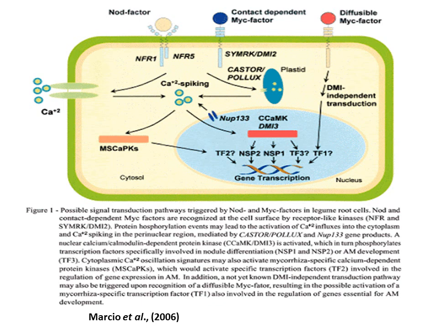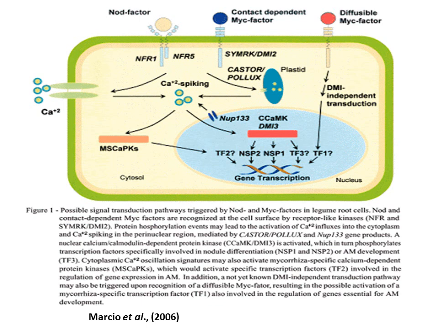The CASTOR and POLLUX genes are twin homologous genes present in Lotus japonicus. The main role of these genes is to encode for ion channel proteins. Through the formation of this ion channel, there is an influx of calcium inside the host cytoplasm, and calcium spiking in the perinuclear region also happens.